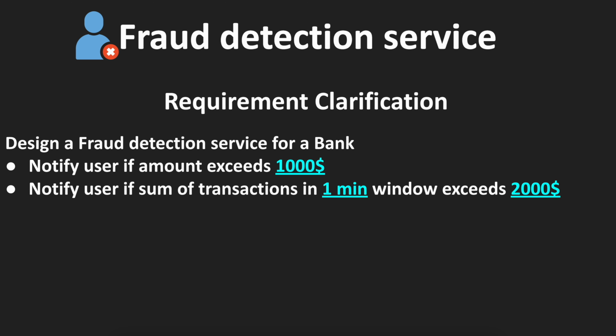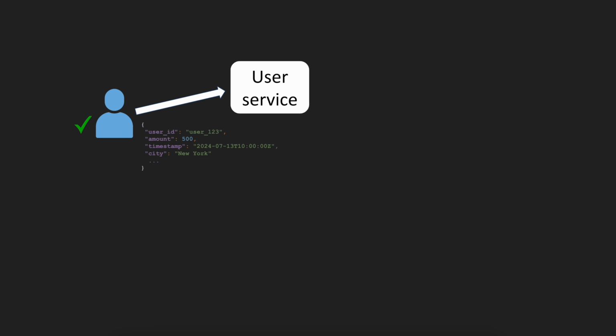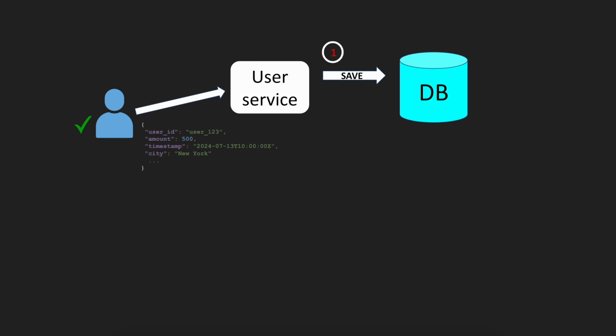Let's say that our user sends a request through the load balancer to a user service. We are sending a JSON, which contains user ID, amount, timestamp, and so on. So we are sending it to the user service microservice, and from the user service microservice, we are storing that to the DB. Since it's a financial transaction, it's an ACID transaction, so we are choosing an RDBMS.